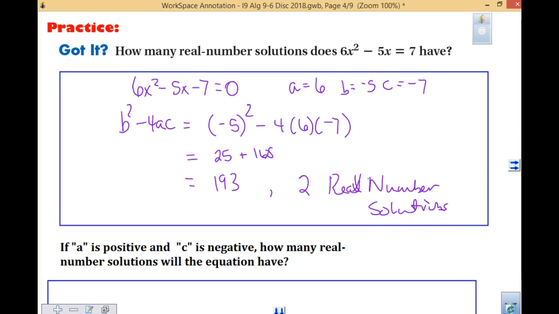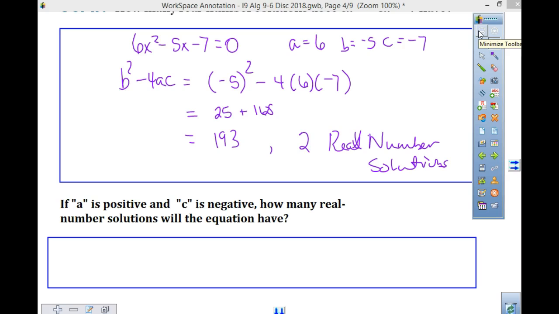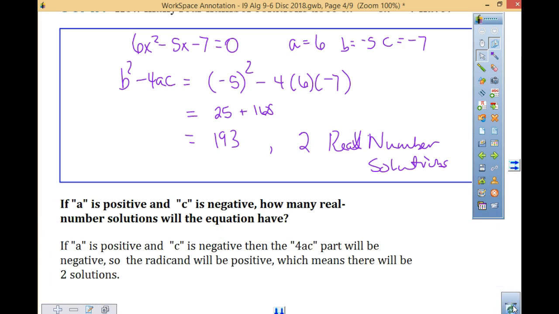And the question down here says, what if a is positive and c is negative? How many real number solutions should we have? So if a is positive and c happens to be negative, does it ever matter if b is positive or negative? No, because when you square it, it becomes positive. So if we are looking at the a and c, what is going to always be the case if a is positive and c is negative? Should we have real number solutions? I have this negative 4 here, and if I always take it times c being negative, we're always going to have 2 solutions. It's always going to come out positive.